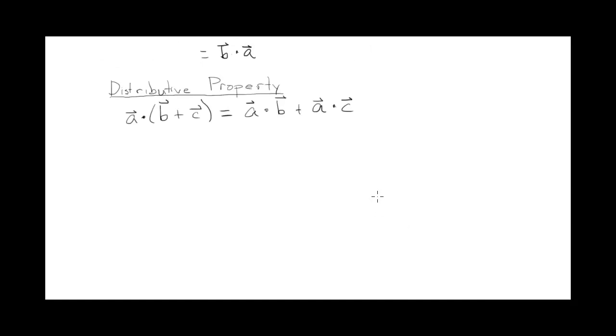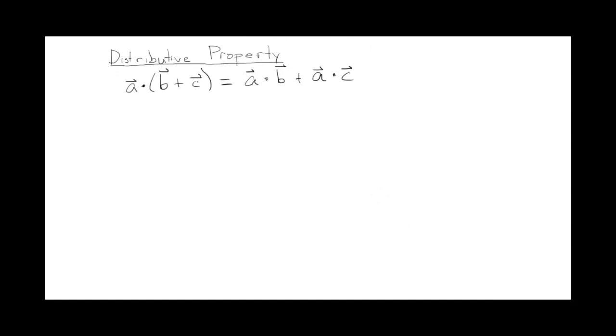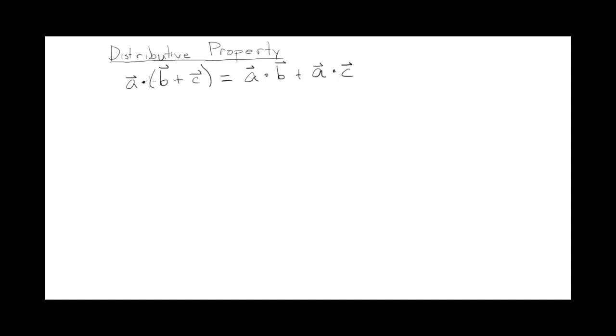Okay, now we'll look at the distributive property. So the distributive property says that A dot, and then in brackets B plus C, is the same as A dot B plus A dot C. And the proof of this is very similar to the other one. I won't bother to redefine A and B, but C would be C1, C2.